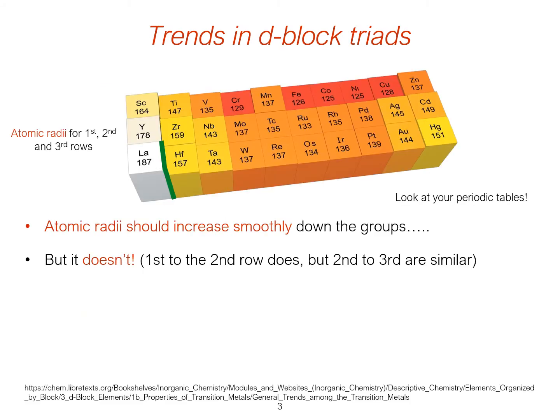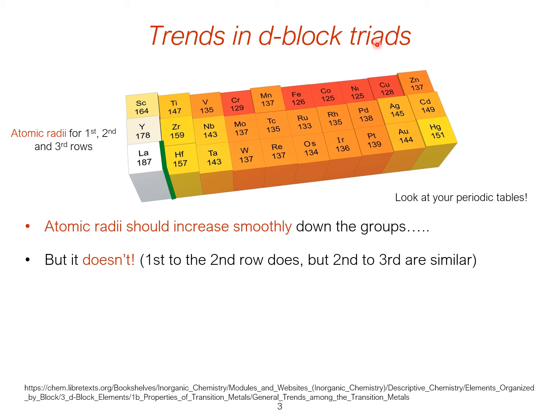We've also got weird things going on with the atomic radius going down each of the triads. So for the case of this, again, I've taken off this bottom line of the periodic table because they're the heavy ones that don't really exist. So if you look at the triads, it doesn't happen like it should.